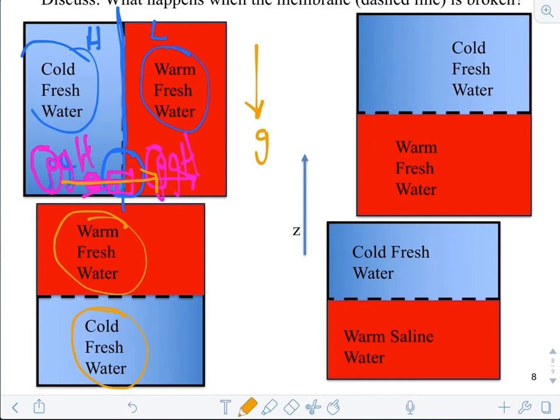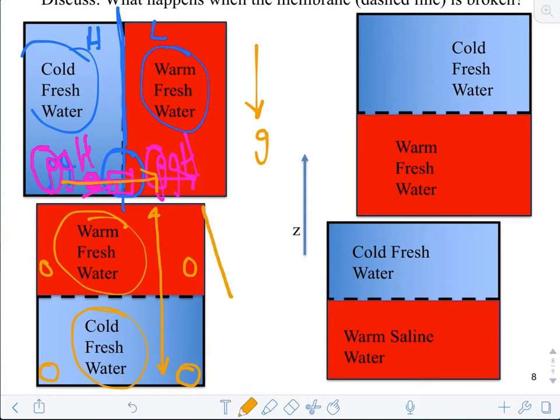In this case, do I have any side-to-side pressure differential? So the pressure here is equal to the pressure here. The pressure here is equal to the pressure here. So my pressure gradient is only vertical in this sense. I have just increasing pressure. So as I go through the warm, fresh water, the pressure is going to be increasing.